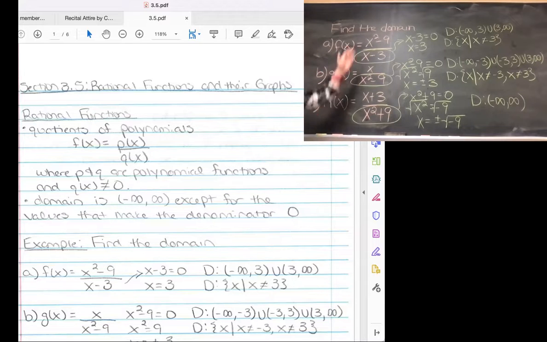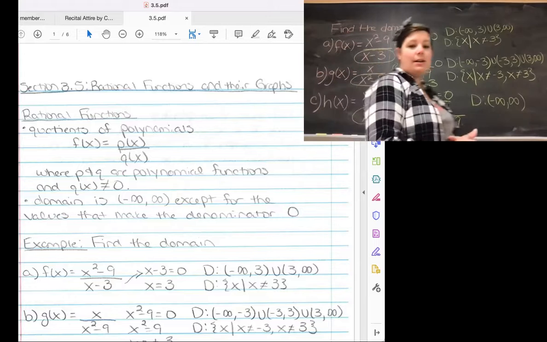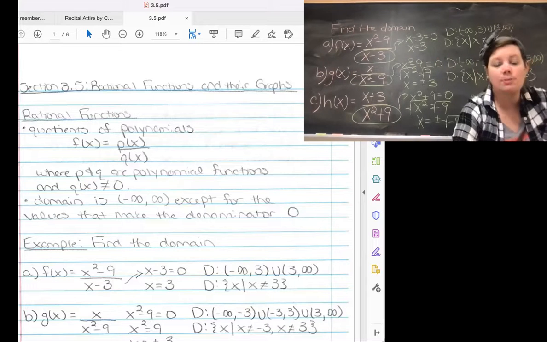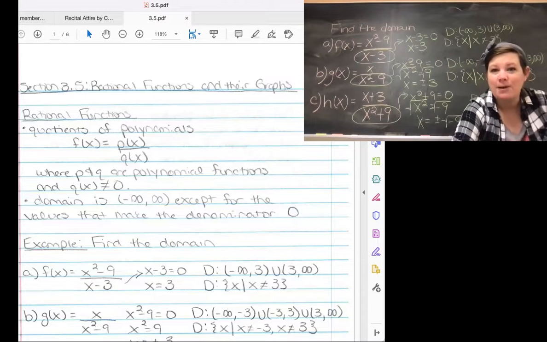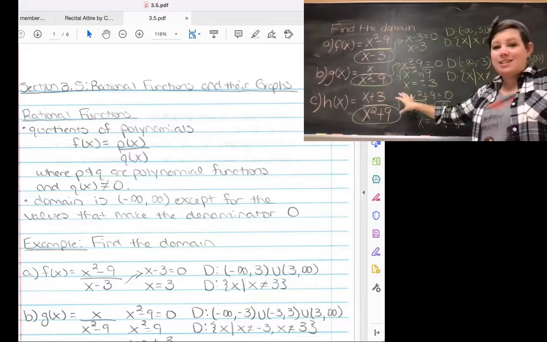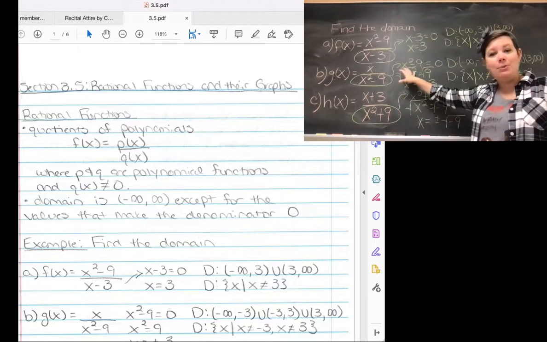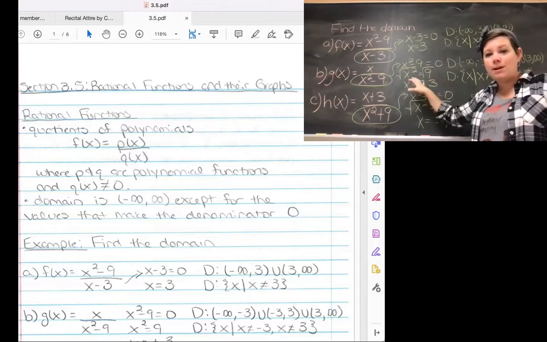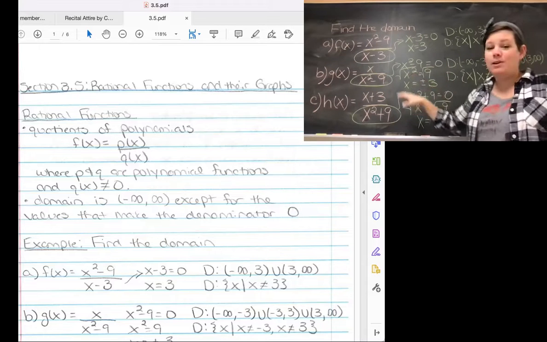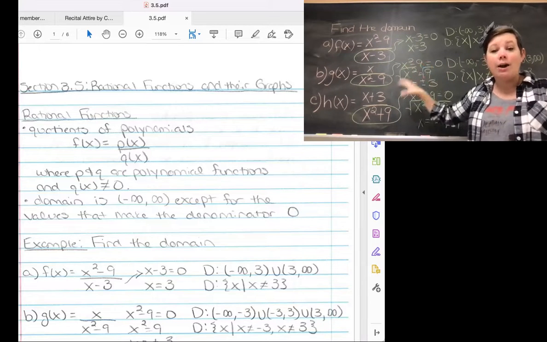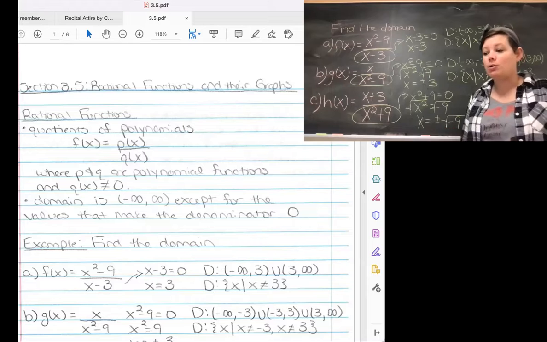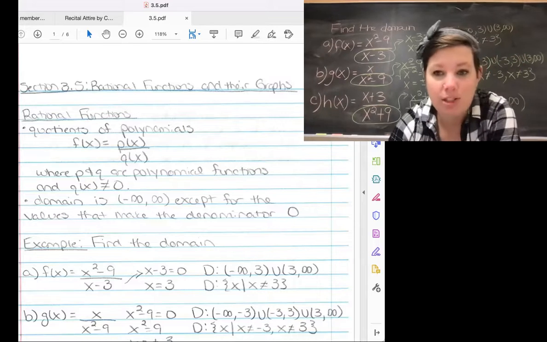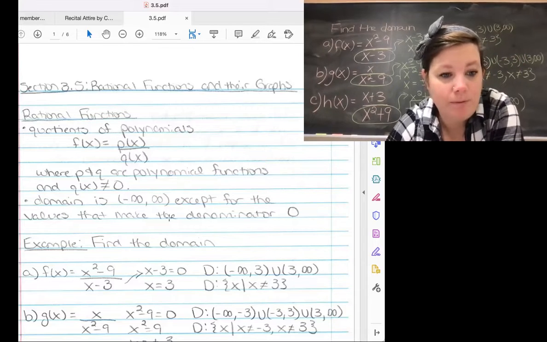So that's how you find the domain. The domain is all the x's minus any trouble spots. The nice thing about this is the step that we just did, where we set the bottom equal to 0 in order to solve and find our trouble spots. These trouble spots are going to be our vertical asymptotes and our holes here in a minute when it comes time to graph. So that's actually really, really nice for us.